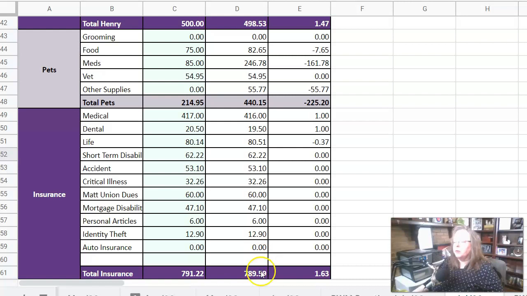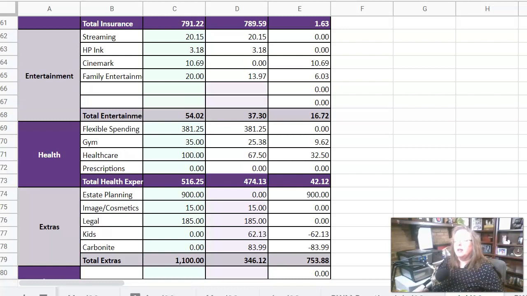In insurance, we were pretty much right on target where we thought we were going to be. We planned on 791, we spent 789. The difference was a dollar and some change. In entertainment, we came in under budget at $37. We had $20 for streaming, $3 for HP Inc. Again, no Cinemark because they haven't reactivated our membership yet. And then family entertainment, we spent $13. So that brought us $16 under what we planned.